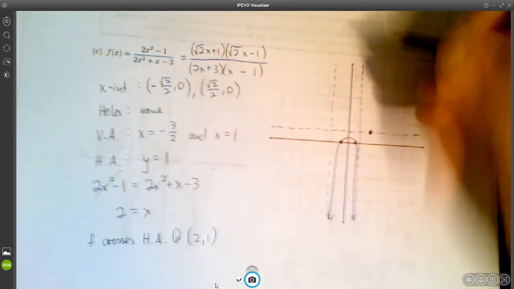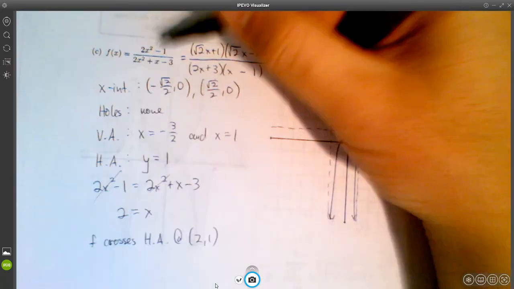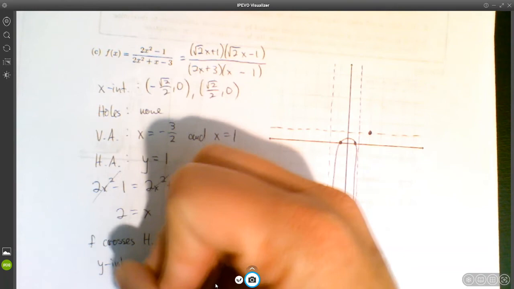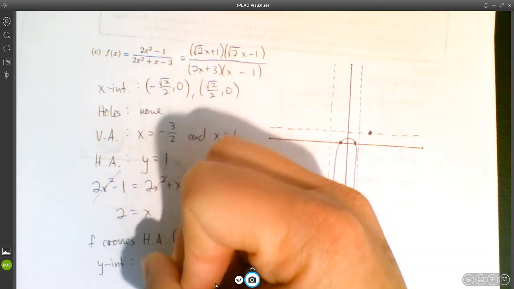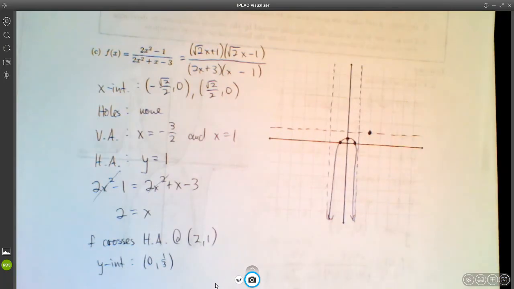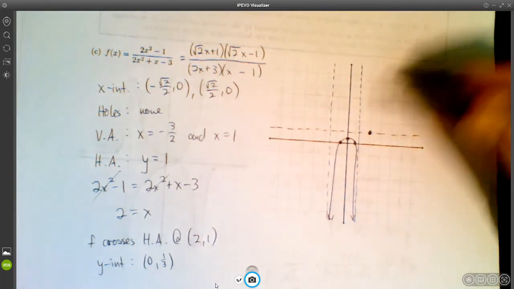Okay. We could figure out the y-intercept, right? If we plug in 0 for x, we get -1 over -3, so that's 1/3, right? So the y-intercept is at 0, 1/3, right? So yeah, so it's got to look something like that, okay? What's happening over here?